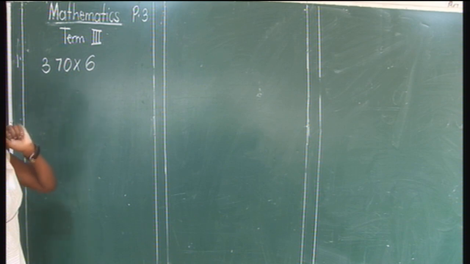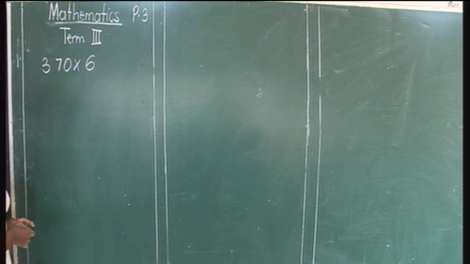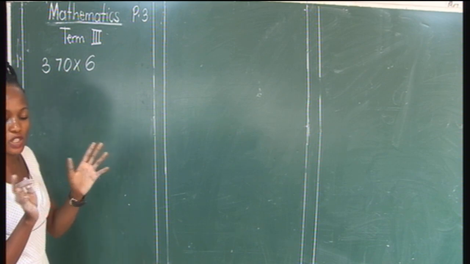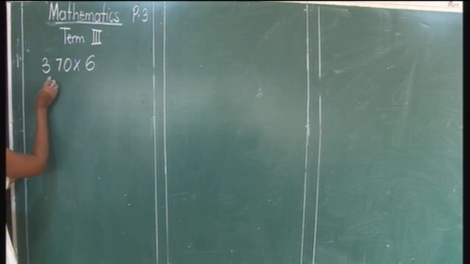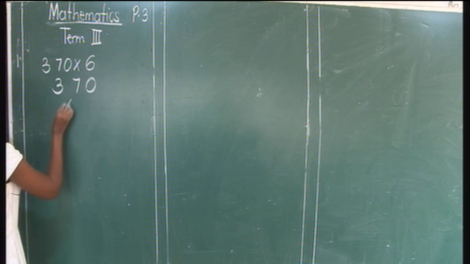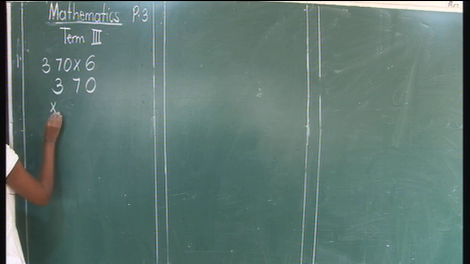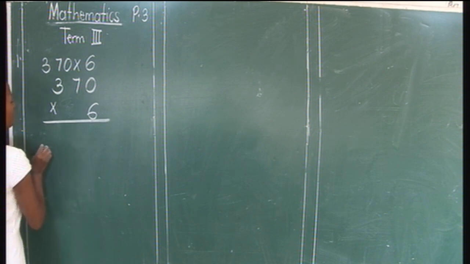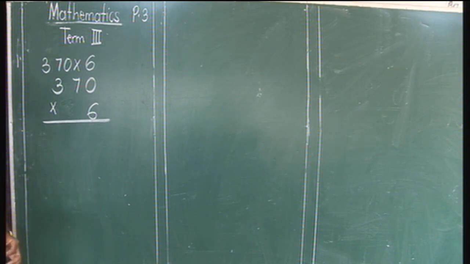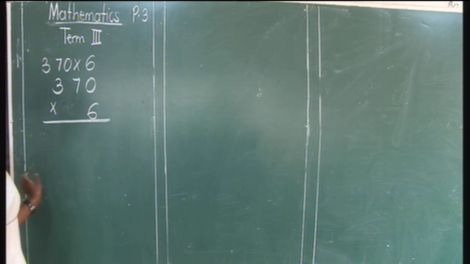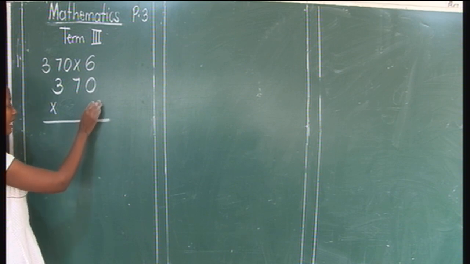370 times 6. These numbers are written horizontally. Now I'm going to rearrange and write them vertically so that I can multiply easily. I'll first write my 370 times this 6. Write them vertically. Okay, now let's come to multiplying.